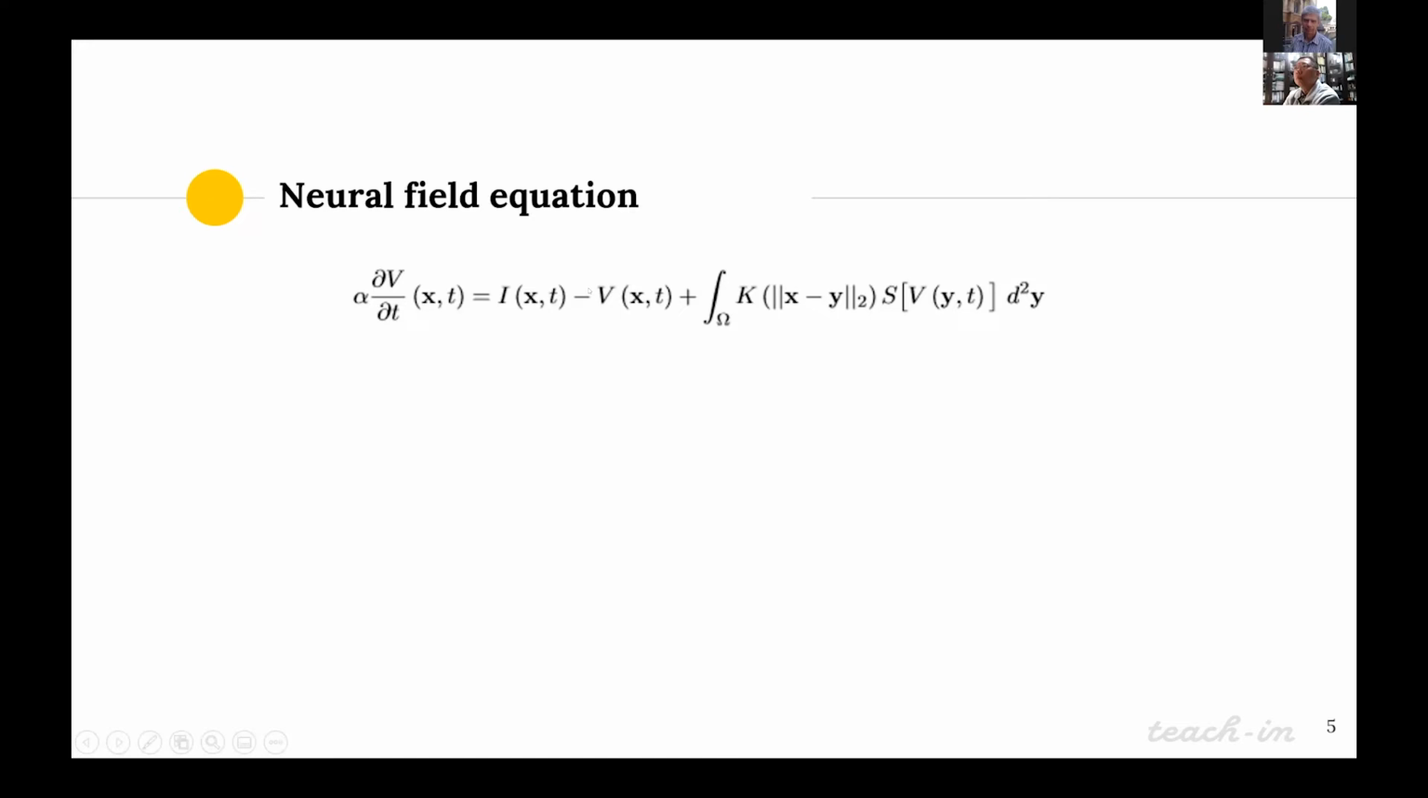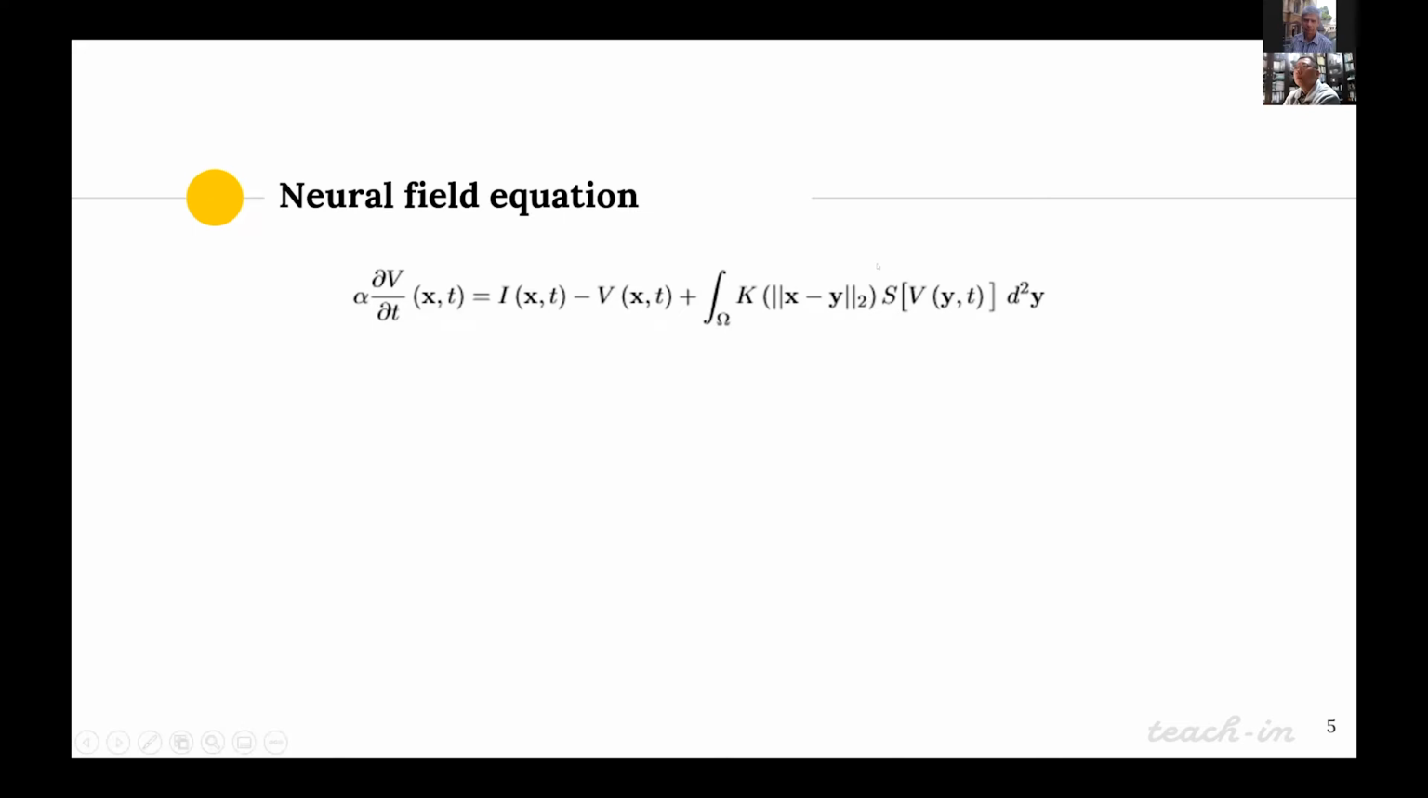So a little about the physical meaning. As I already said, function v is the electric potential. Then we have this function I, called the external input. It's some external stimulus that excites the neurons. It may be a sound or an image. And then this integral here plays a very important role because it represents the summary interaction between all the neurons in domain omega. It is composed by this function k, which is known as the connectivity function. So it gives the strength of the connection between neurons at places x and y.